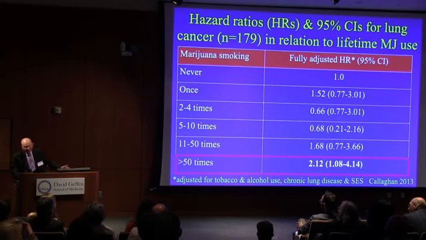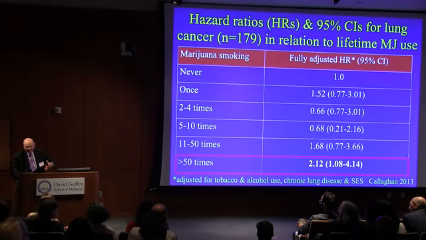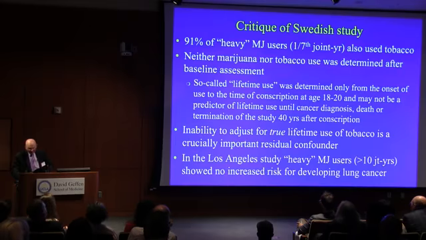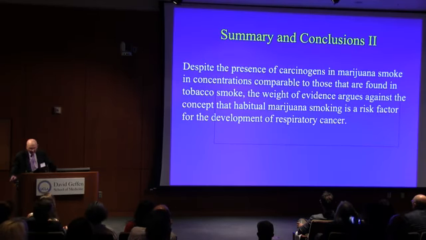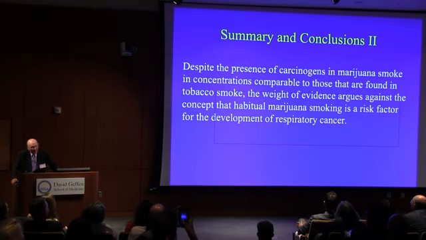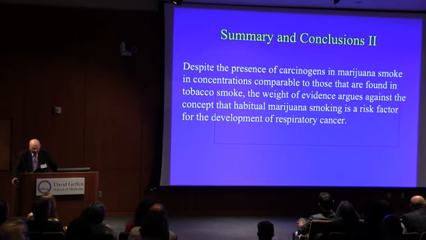The likelihood is that they stopped smoking marijuana later in life, as usually happens, and continued to smoke tobacco, which is a more addictive substance, and that was the cause of their increase. So that's a critique. In summary, despite the presence of carcinogens in marijuana smoke, in concentrations comparable to those found in tobacco smoke, most of the evidence argues against the concept that regular marijuana smoking is a risk factor for developing respiratory cancer.